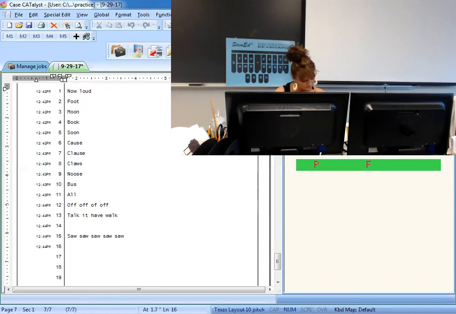Scout. Shout. Sound. Spouse. Stout. Town. So all of those have the ow, the OU. They all have an OW or OU in their English spelling, so you're going to write OU in the steno.